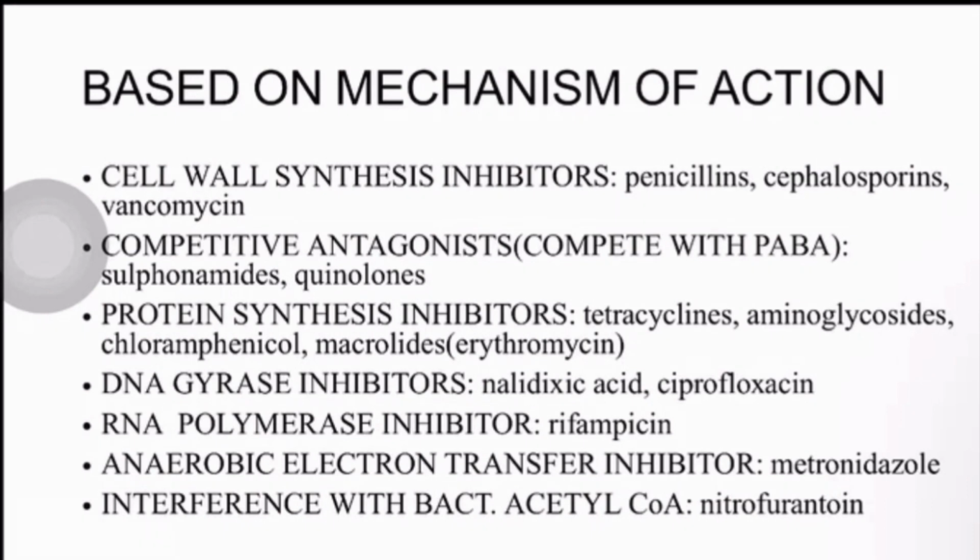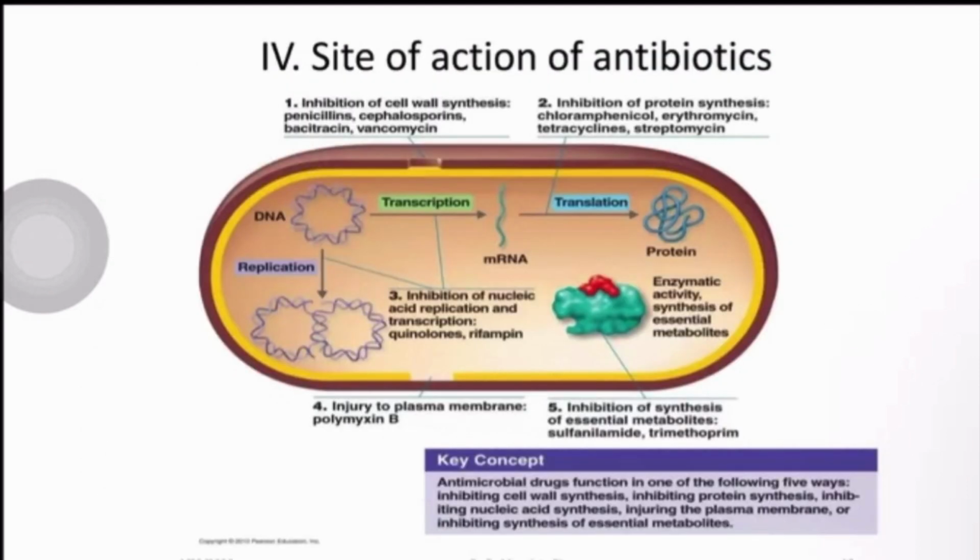Then moving on to the other antibiotic mechanisms of action, such as DNA gyrase inhibitors and RNA polymerase inhibitors. Both of these inhibit nucleic acid synthesis, basically. The RNA polymerase inhibitor acts on DNA dependent RNA polymerase, so that's what it inhibits. The next slide shows a picture of the site of action of antibiotics.